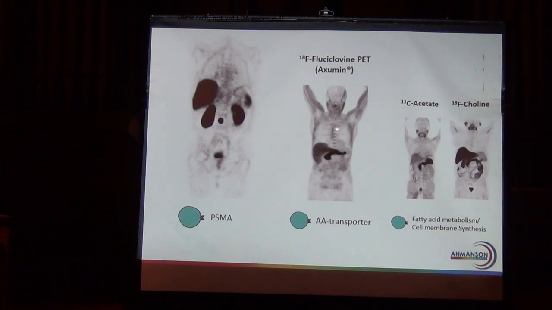There are other tracers that can be used for prostate cancer imaging, and some of you might have heard of Axumin. This is actually an FDA-approved tracer for prostate cancer imaging. Its target on the prostate cancer cells are amino acid transporters. And then there are other tracers that have been around for a long time, C11 acetate and F18 choline. These are tracers that target fatty acid metabolism and cell membrane synthesis. When you compare the effectiveness or the sensitivity of all these tracers to pick up prostate cancer, so the sensitivity is the ability of a tracer or a scan to find the disease. And when these tracers have been compared, then this tracer is the best one, especially at lower PSA levels.